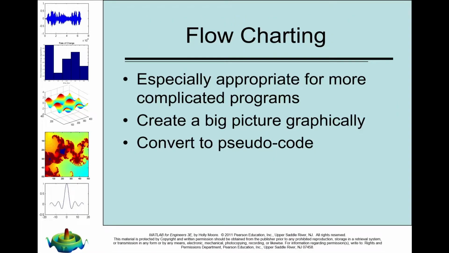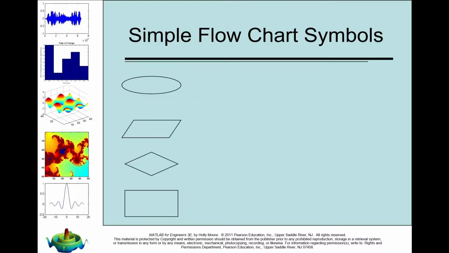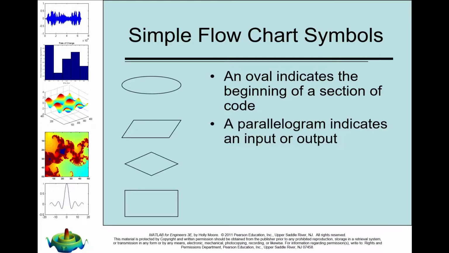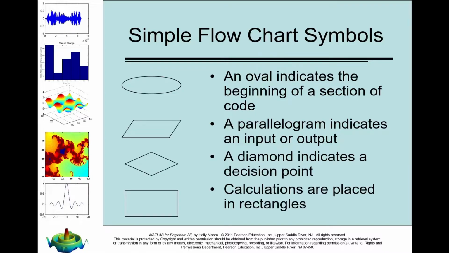Okay, next we look at the flowcharts. So flowcharts alone or flowcharts combined with pseudocode are especially appropriate for more complicated programming tasks. You can create a big picture of your program graphically and then convert your project to pseudocode suitable to enter into the program as commands. Okay, before you can start flowcharting, you will need to be introduced to some of these flowcharting symbols. Here is an example of flowcharting symbols for designing computer programs. So we have an oval, a parallelogram, a diamond, and a rectangle. Each has a different meaning.